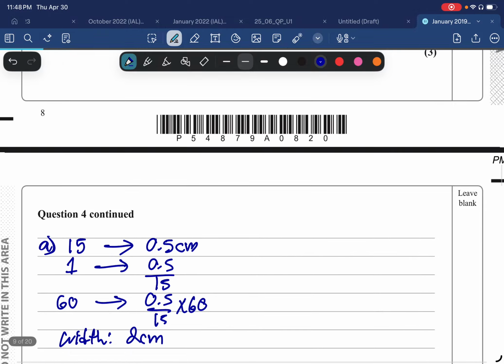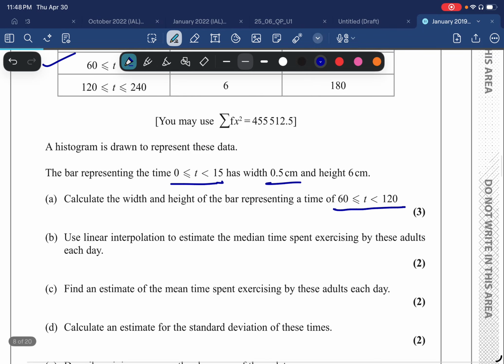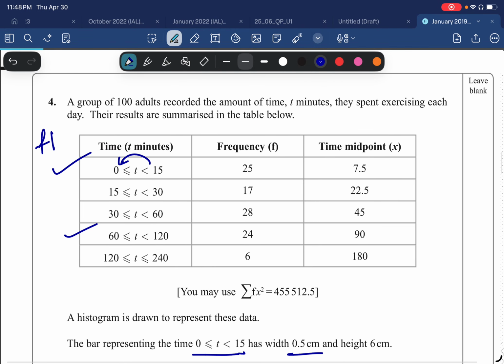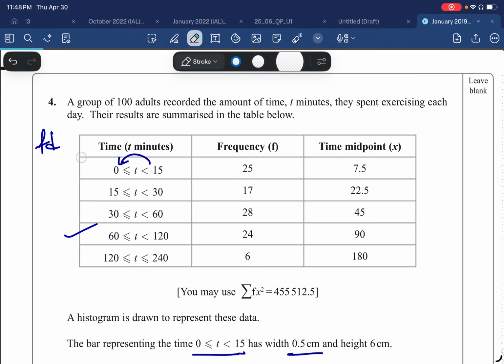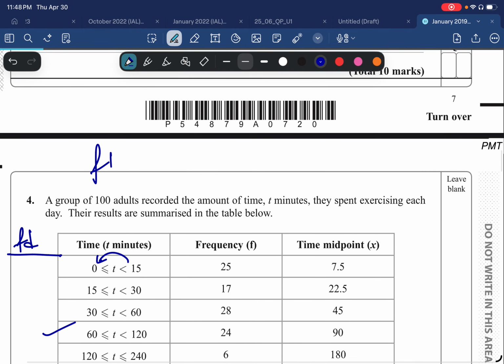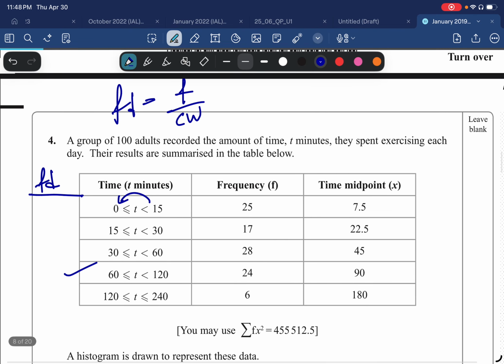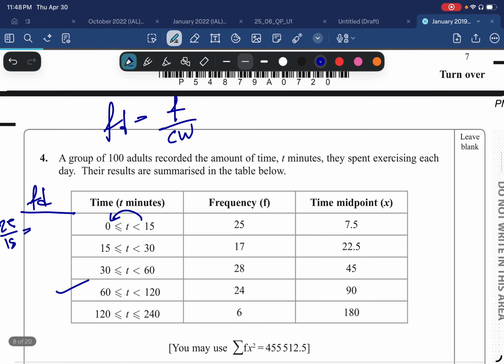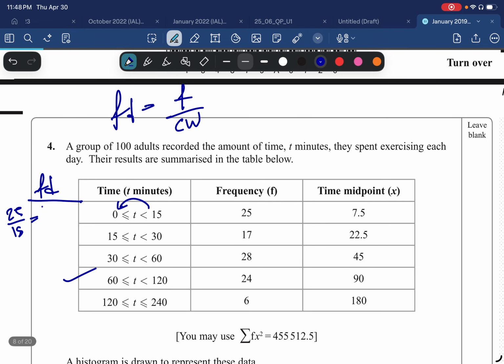Now, what about the height? We know that the frequency density is the height of a histogram. So what is the frequency density? The frequency density is given by the formula frequency divided by class width. Here we have the frequency of 25 and the difference of 15, so it's going to be 25 divided by 15, right? All we're doing is using this formula. So it's going to be 5 by 3.